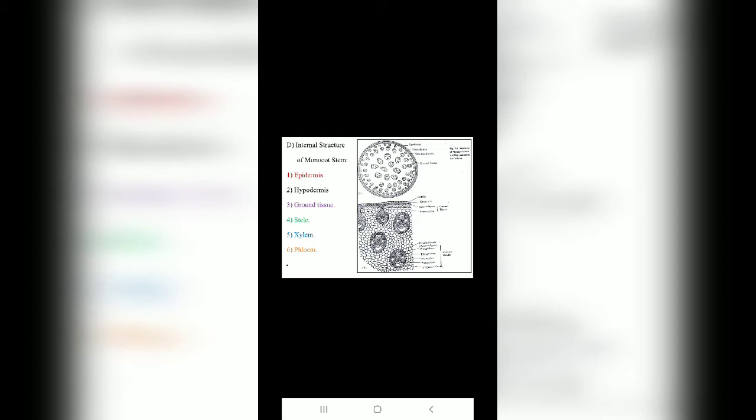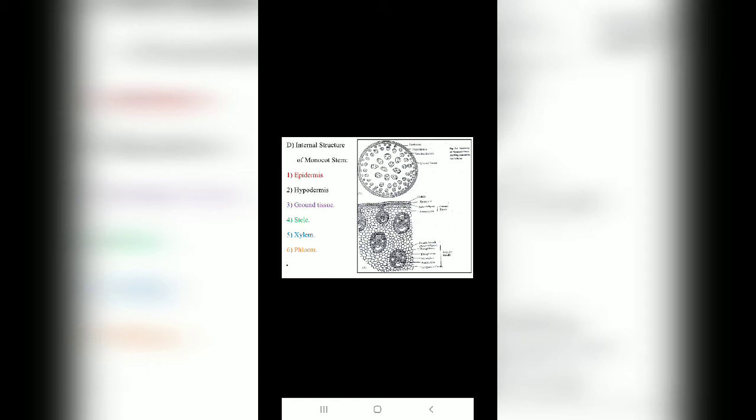So first we see the first point, that is the epidermis. It is outermost and made up of a single layer of cells. The cells are small, compactly arranged, somewhat barrel shaped and parenchymatous. Externally, epidermal cells show the deposition of cutin, sometimes stomata may be present. Then hypodermis, a few layers on the inner side of epidermis. It is typically sclerenchymatous. The cells are compactly arranged without intercellular spaces.